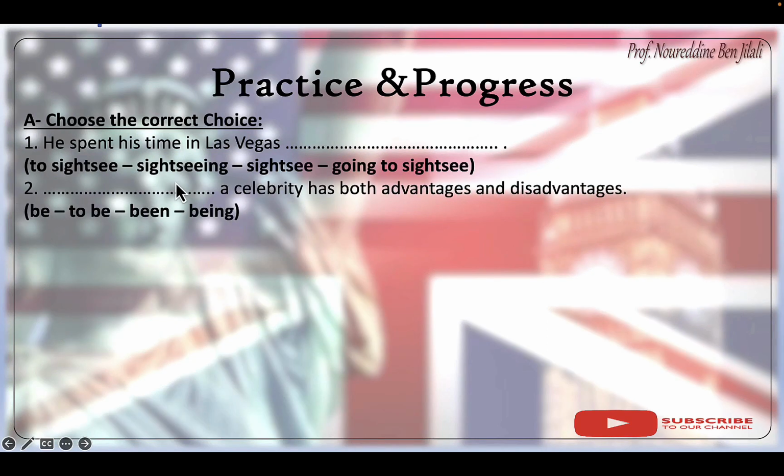Number 2. Celebrity has both advantages and disadvantages. The choices are be, to be, been, and being. This place is the place of the subjects, and we've seen before that gerund can be a subject or object of a sentence. So the correct choice here is being with capital letter because it's at the beginning of the sentence.